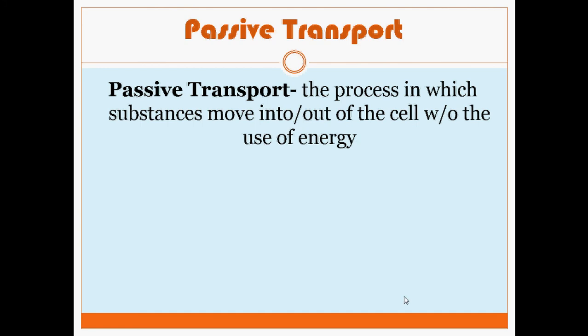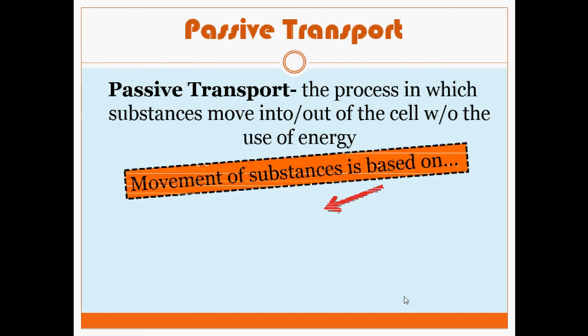So just the definition of passive transport. This is the process in which substances move into or out of the cell without the use of energy. Key word, no energy being used. The substances are going to move based on the concentration. And we're going to call this a concentration gradient.